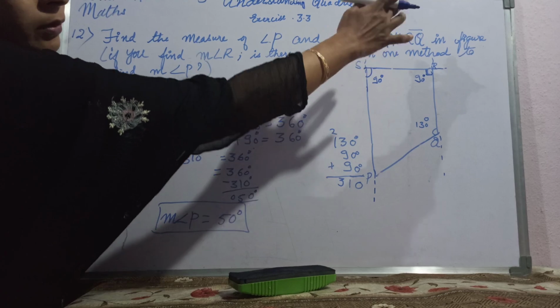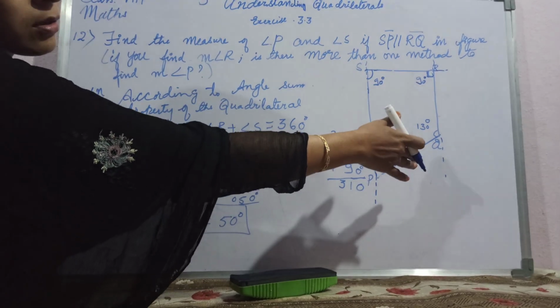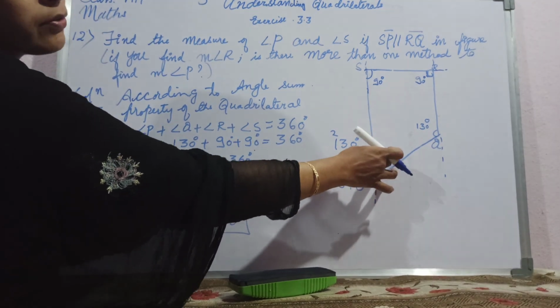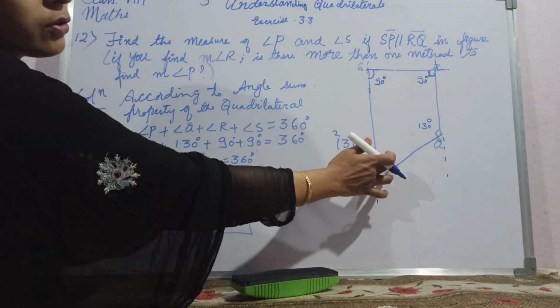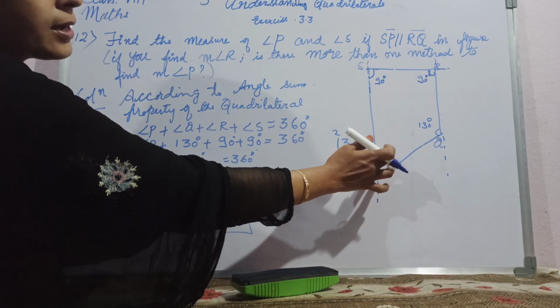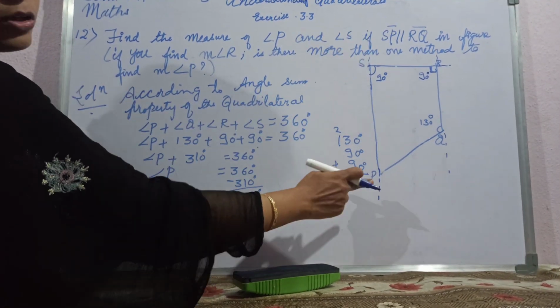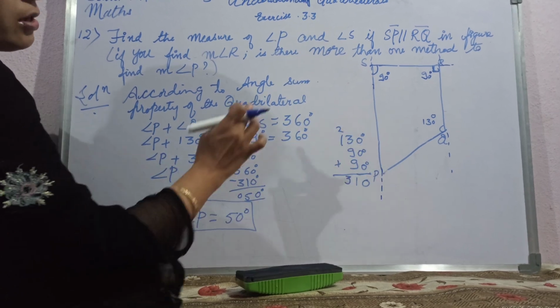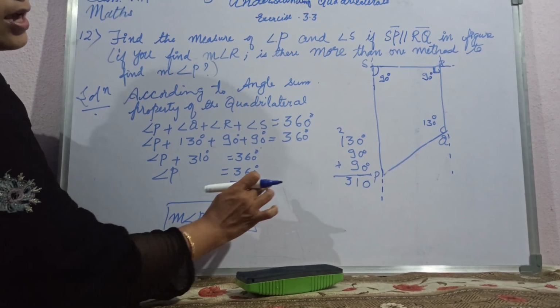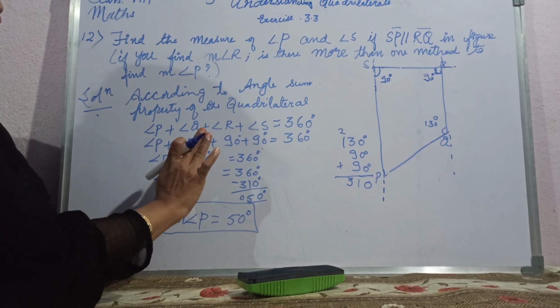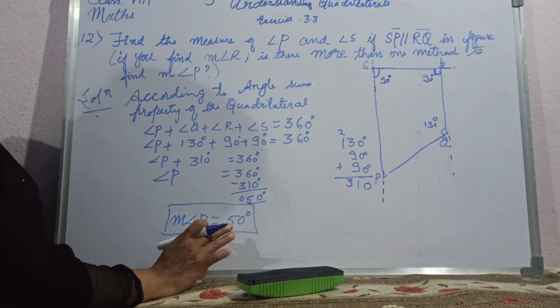One by using the parallel lines, taking these as adjacent angles which are supplementary on a transversal. So we found the measure of angle P as 50. Then we found the measure of angle P by taking the angle sum property of the quadrilateral, which gives you again measure of angle P as 50 degrees. Thank you children. With this we have finished exercise 3.3. Thank you so much.